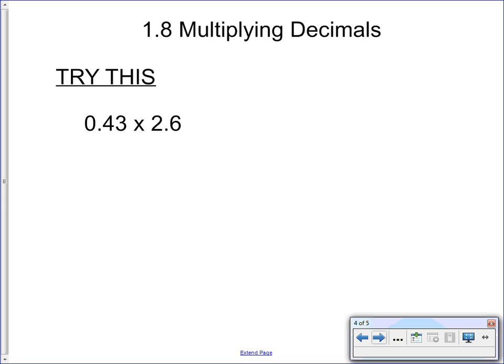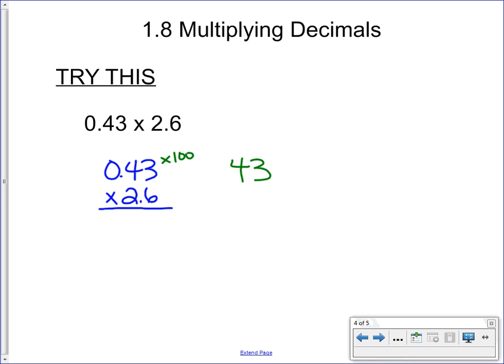Okay, so if I'm going to start this problem, I'm going to set it up with my 0.43 times 2.6, and I'm not going to worry about where the decimals are and if they line up. I am, however, going to multiply to get rid of the decimals. So I'm going to multiply 0.43 times 100. Hopefully you did the same to get 43. I'm going to multiply 2.6 times 10 to get 26.